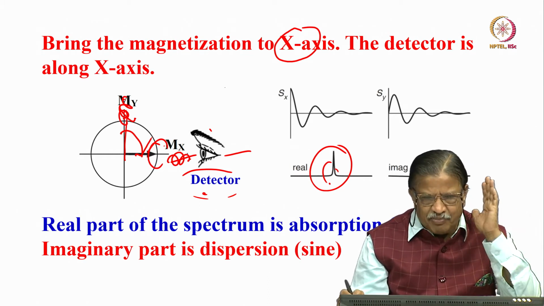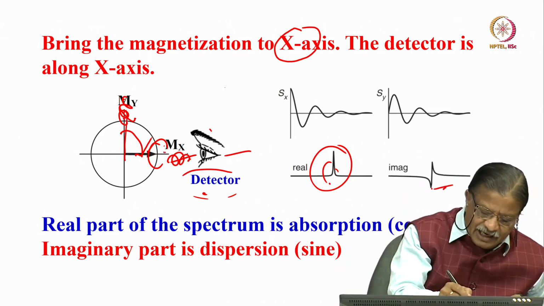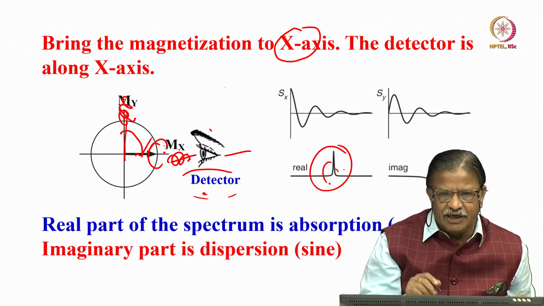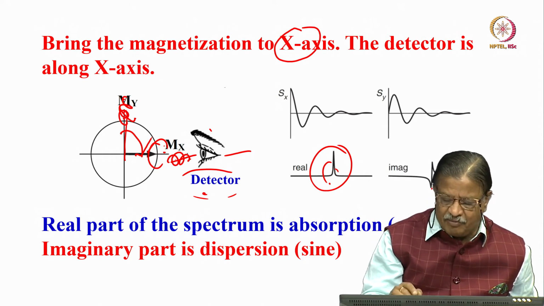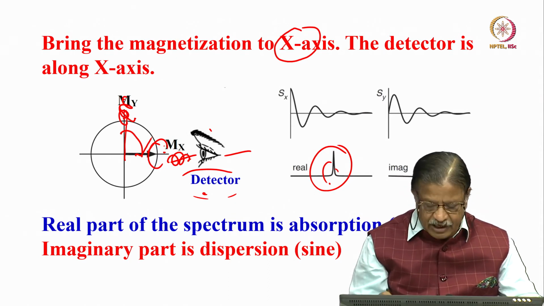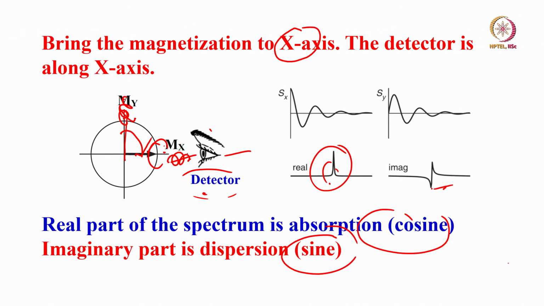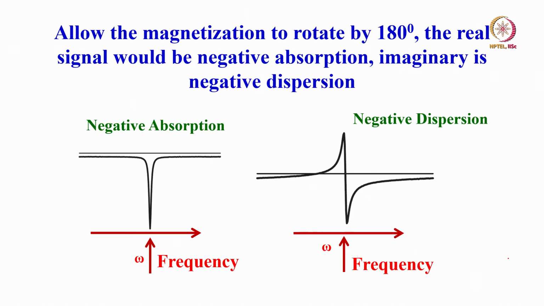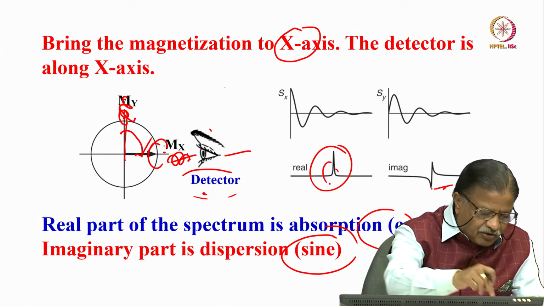So, that is simple: you apply a 90 degree pulse, bring the magnetization to the x axis, my detector is along the x axis, absorption is real and dispersive is imaginary, and then the Mx component is absorptive and the My component is imaginary. So, the real part of the spectrum is always the cosine and the imaginary part is always the dispersion part, the sine component.